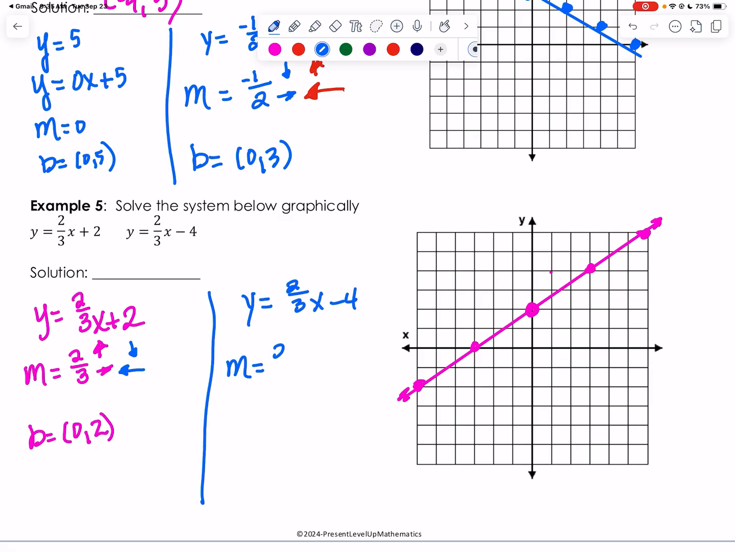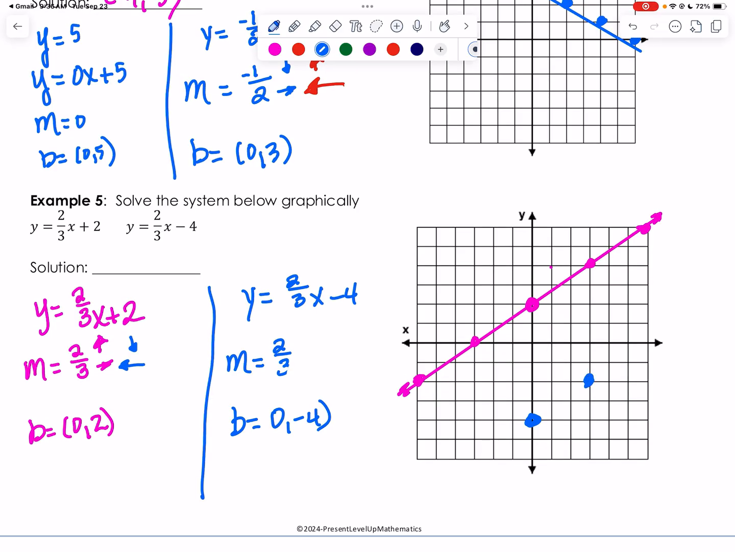So again, my slope was 2/3. I don't know why I put the x. And my y-intercept was 0, negative 4. So 1, 2, 3, 4. So there's my y-intercept at negative 4. And I'm going to go up 2, right 3. So 1, 2, 1, 2, 3. That's as far as I can go in that direction. Now down 2, left 3. That's as far as I can go in that direction.